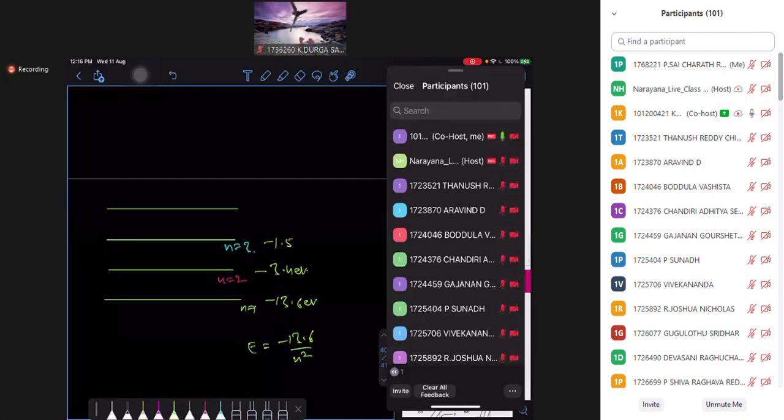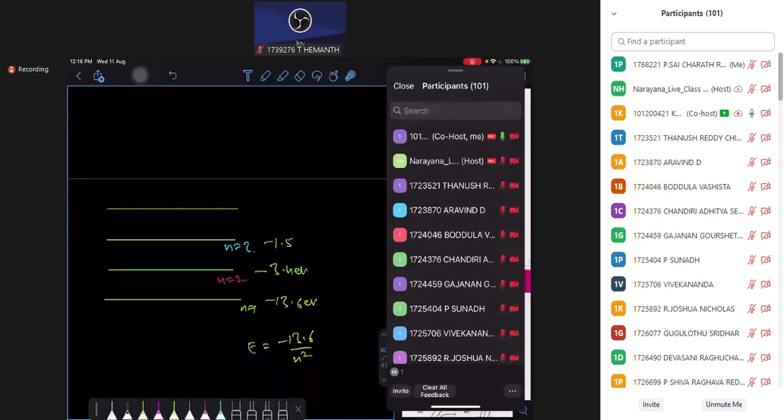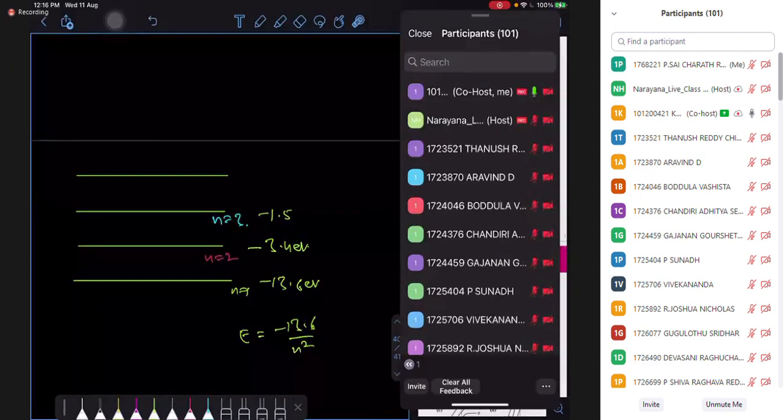Exactly calculate, up to the second decimal place, how much is coming here? 13.6 divided by 9. These are some values related to hydrogen, and you can remember them. I am telling you not all values are required to be remembered, but a few are important to remember for fast calculations. It is 1.51, that is the energy.